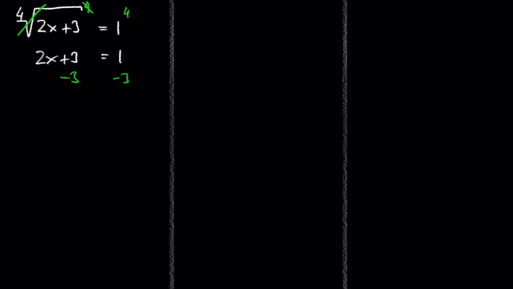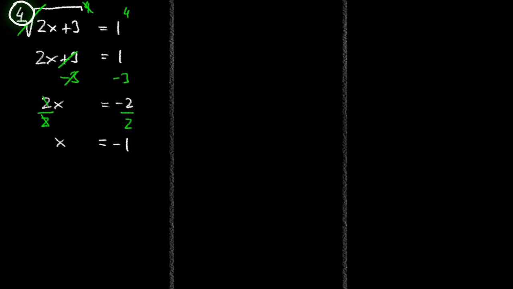What about this example? The fourth root of 2x plus 3 equals 1. Raising both sides to the power of 4 cancels out the fourth root. 2x plus 3 equals 1. Subtracting 3 from both sides gives us 2x equals negative 2, and dividing by 2 gives us finally x equals negative 1.